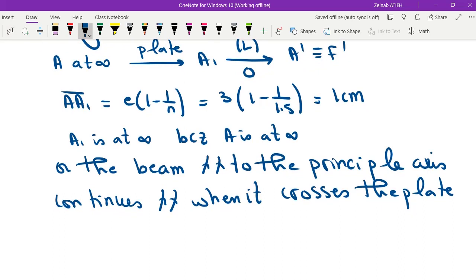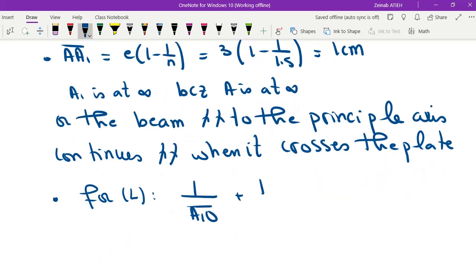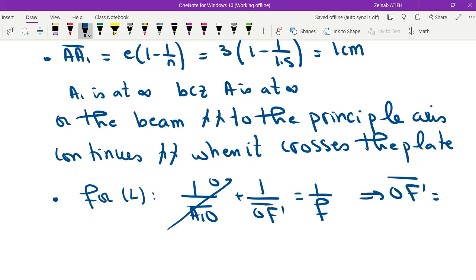Now I apply the second part of the relation, which is the thin lens. We worked first on the plate. Okay, now here I will work for L. I apply the lens formula: 1 over OA1 plus 1 over OF prime equals 1 over F. We said A1 is at infinity, so this term is 0, which implies OF prime is equal to F. It's equal to 10 centimeters, which is real.